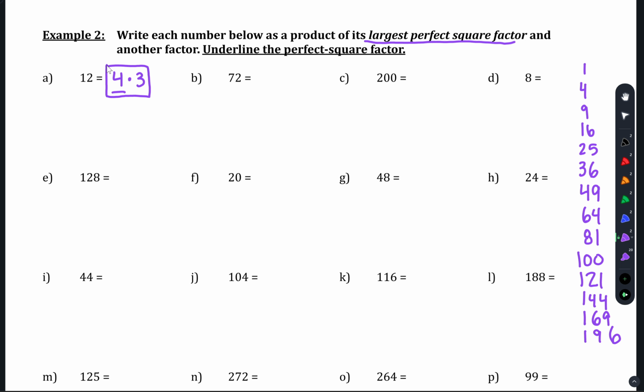That's my answer. Now, I also want to go a step further and make sure that we know what makes 4. What two numbers multiply together? 2 times 2. Good? Let's look at 72.